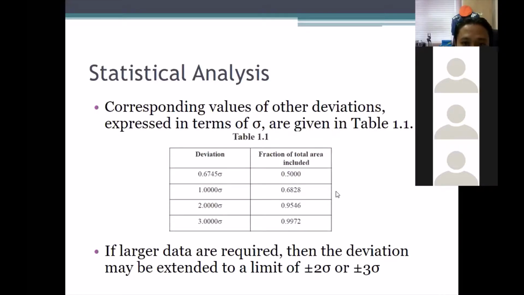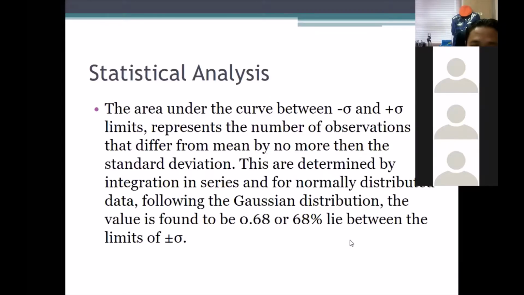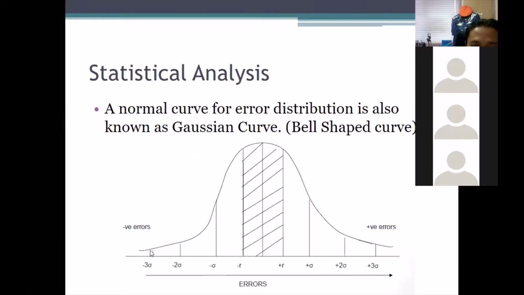For example, like this table, the division: total fraction included 0.5. And then larger data are required when the deviation may be extended to the limit of plus minus 3 alpha here, to here. So that's why we need more data to be like this.